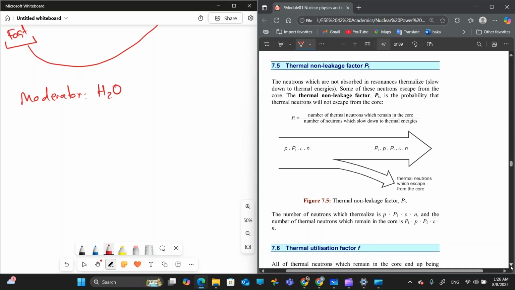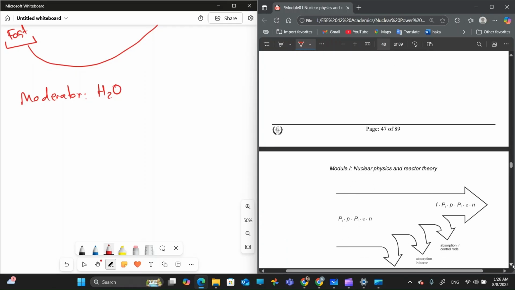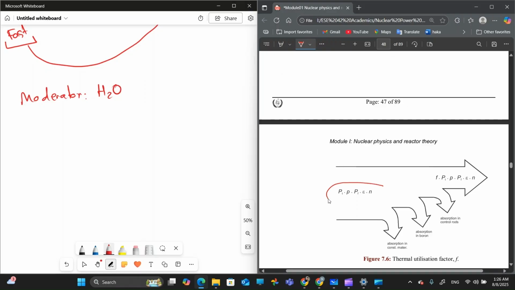Now some of the thermal neutrons are leaked again. So you had these thermal neutrons and they get out of the core, and now this is the thermal neutron you have in the core. So thermal non-leakage factor PT. And in the later part, thermal utilization factor. So you have this neutron in the core and they are now to be absorbed by the fuel.